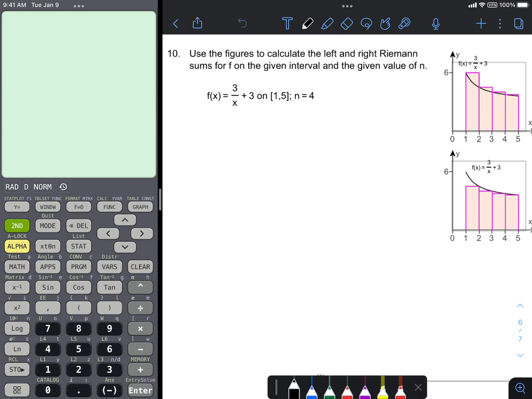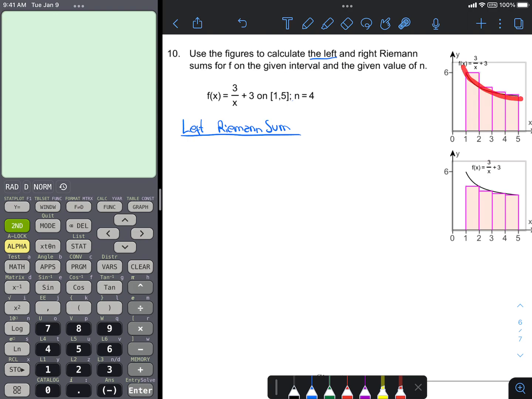Now in these questions, as long as you know what you need to do, they're fairly simple and easy to complete. So here's the idea for this. When we use the left Riemann sum, that's what we want to find. So two n's at the end of Riemann. It's a German mathematician, very famous for his work with integrals.